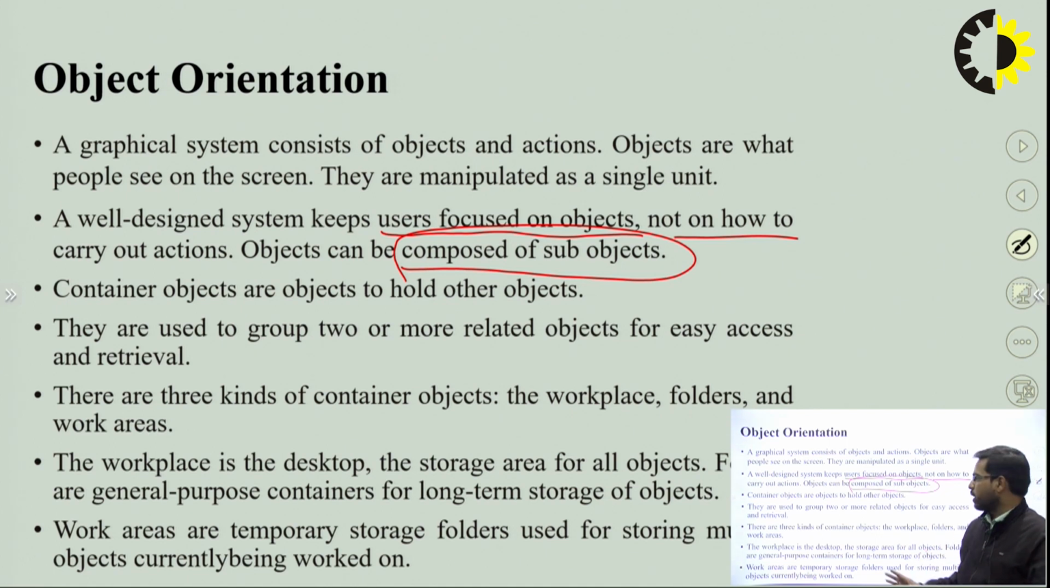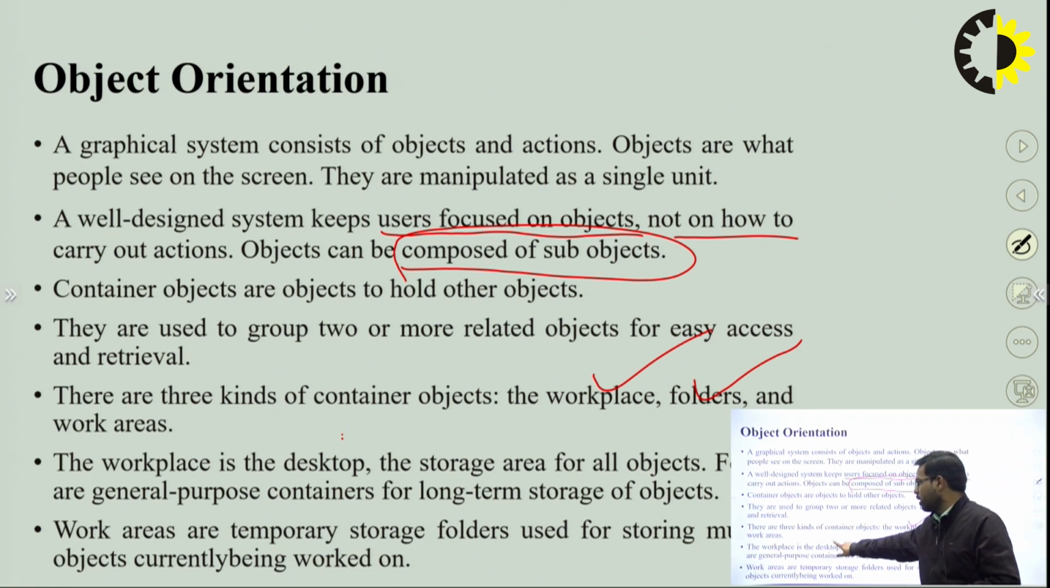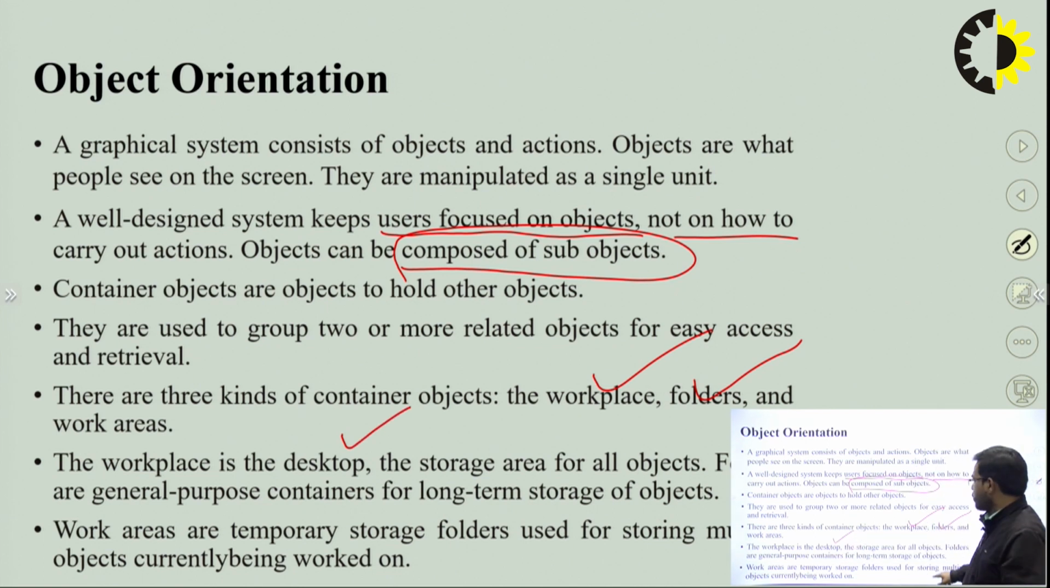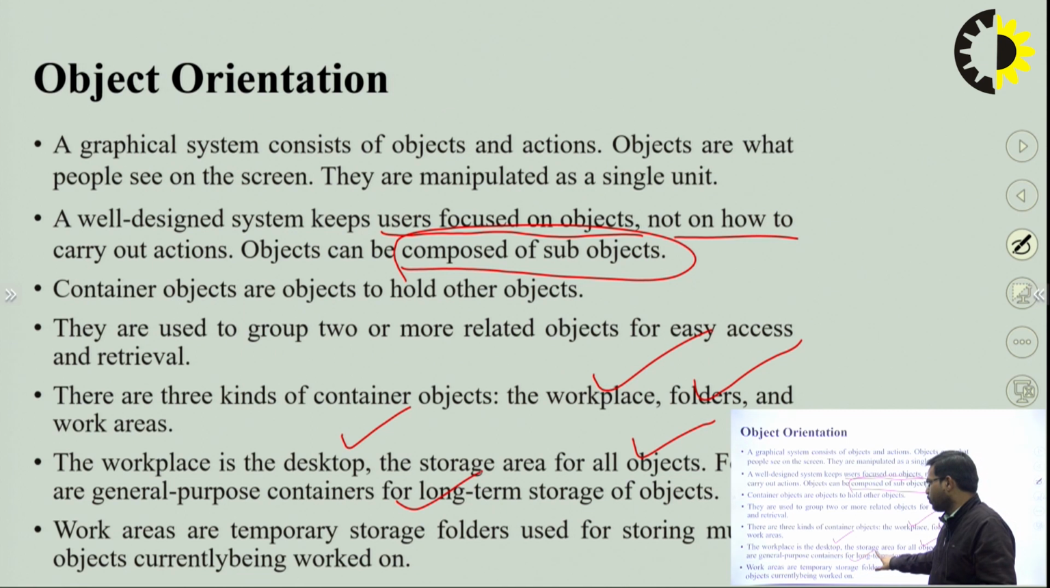There are three kinds of container objects: the workplace, folders, and the work area. Workplace means the desktop. That is your desktop, that is called the workplace, the storage area of all objects. Folders are general-purpose containers for long-term storing of objects, just like your folder. And the work area is a temporary storage folder used for storing multiple objects currently being worked on. So basically we have three working object orientation containers.